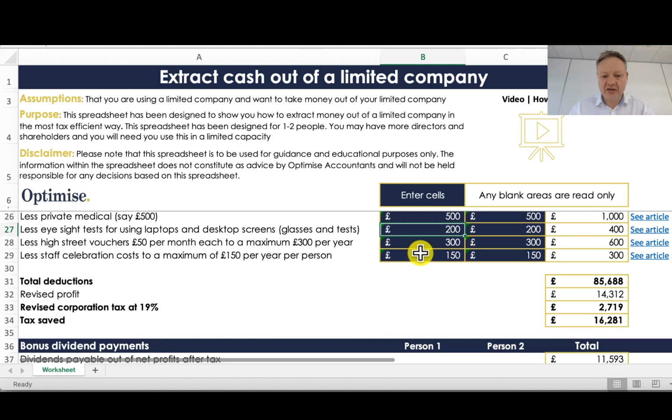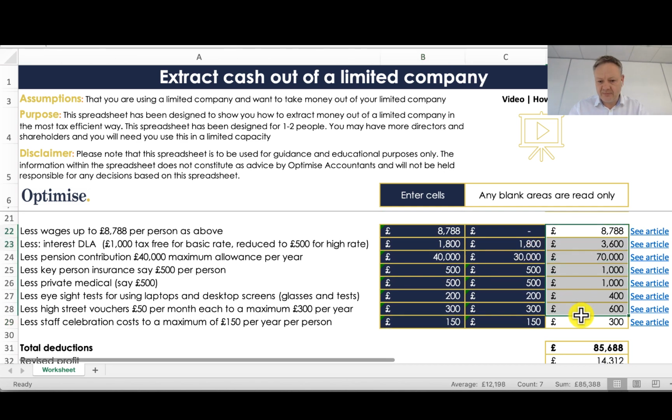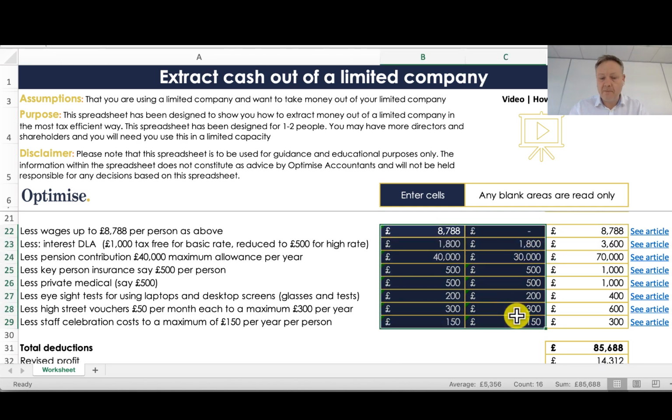And finally, the staff celebrations as well. Why not celebrate and get your company to pay for those celebrations? Now, all in all, what this spreadsheet does then is tots up these amounts. You can change these, so some of these may not be appropriate for you or something you want to pursue, like the pension contributions. You may not want to do that. So you would edit this information as required.